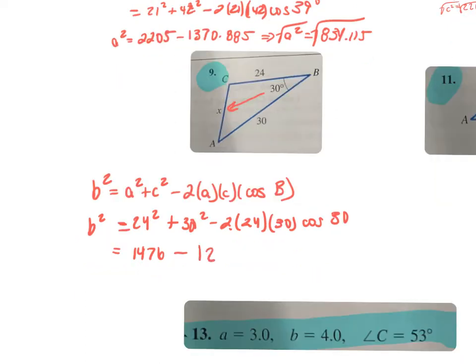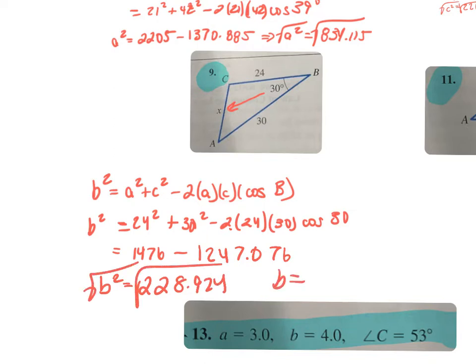That's 1247.076. So b squared is going to be 1476 minus 1247.076, about 228.924, and then I take the square root of both of those, and I get about 15.13.